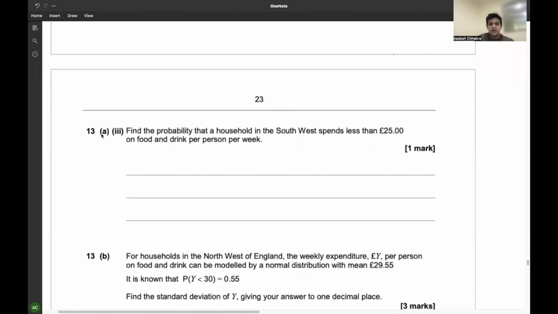For question 13A3, we've been asked to find the probability that a household in the Southwest spends less than £25 on food and drink per person per week. So essentially, we have to find the probability that X is less than 25. Go ahead and use normal distribution on your calculator, and this should be equal to 0.0967.